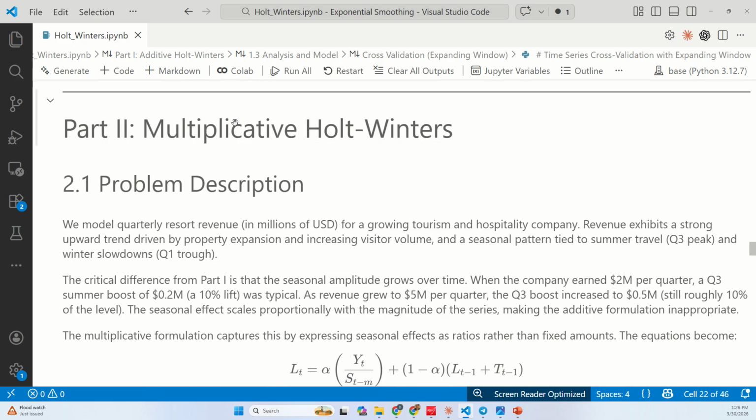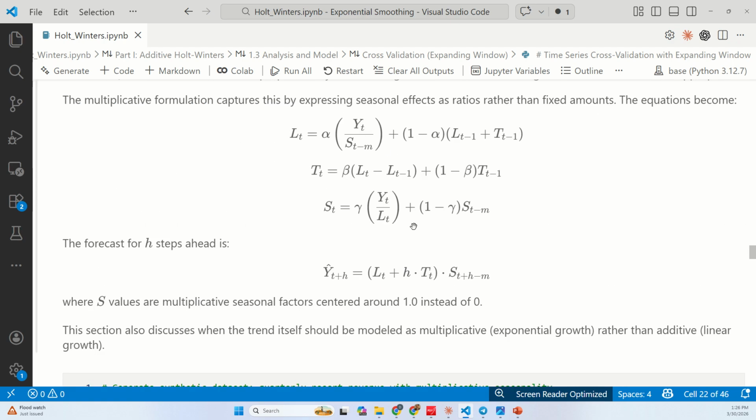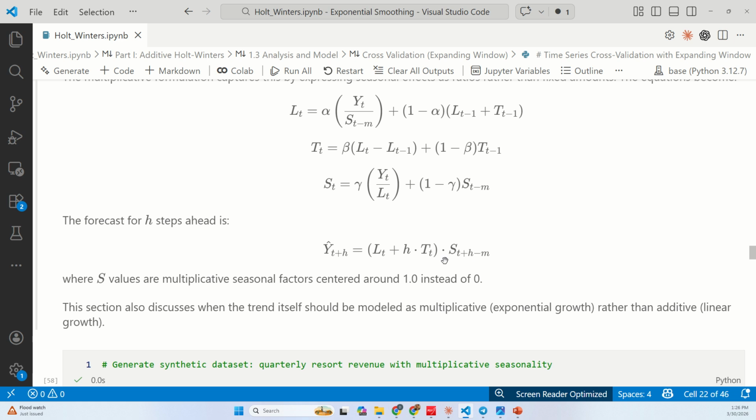Now, for example number two, here we're going to use a multiplicative scenario. So some of our equations change, especially for the forecast. It is not just the sum of the components. Now you have L plus HT times the seasonal factor.